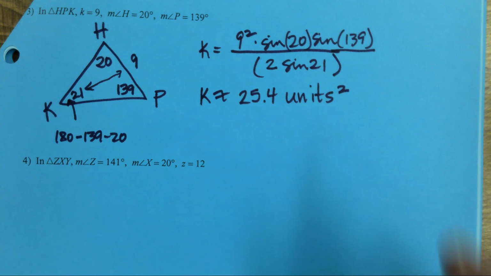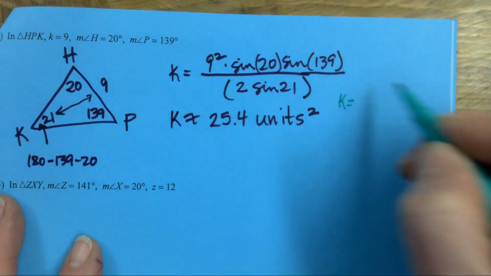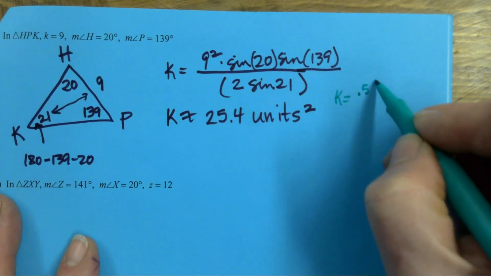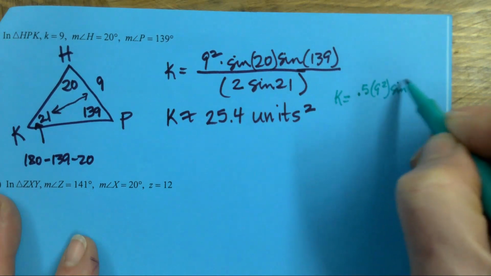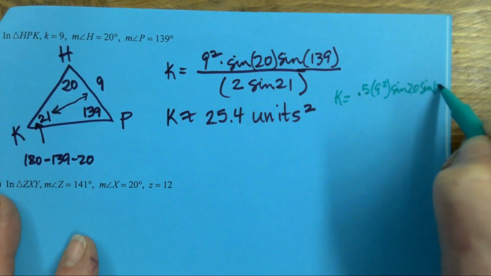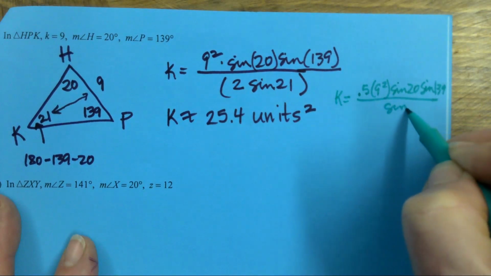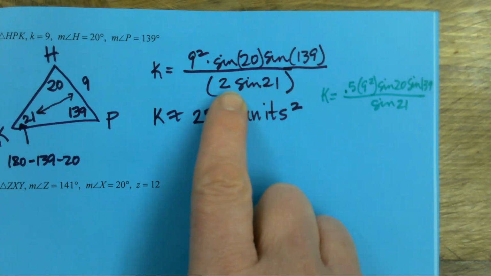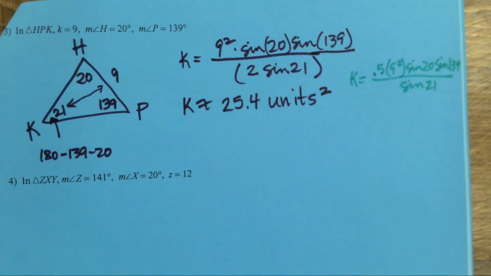Just on a side note, you could also enter this as, is that readable? 0.5 times 9 squared times the sine of 20 times the sine of 139 all over the sine of 21. You could enter it that way and get the same thing. That takes that 2 out of the denominator, and then you don't have to be as picky about putting parentheses around the denominator, but you still do have to close off your signs here. Okay, and that's all about the half, 1/2 the base times the height. That's all that 2 is in there, the same part of any other area for a triangle.